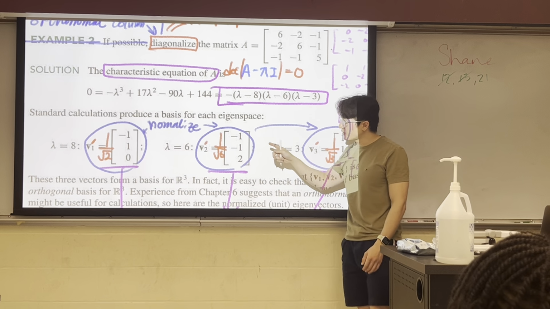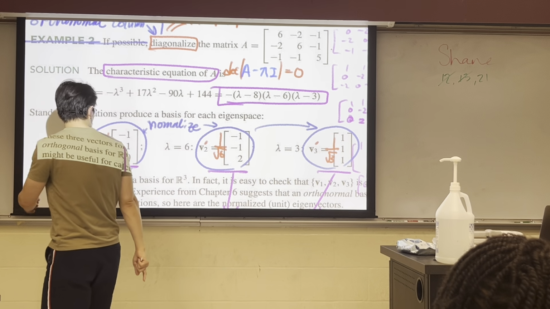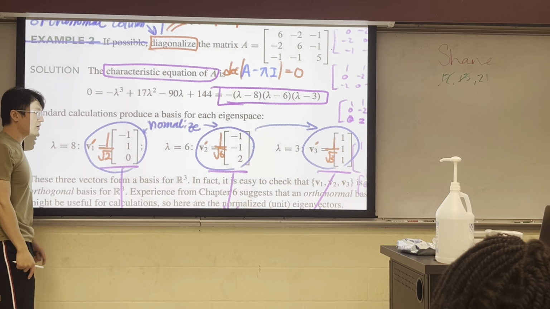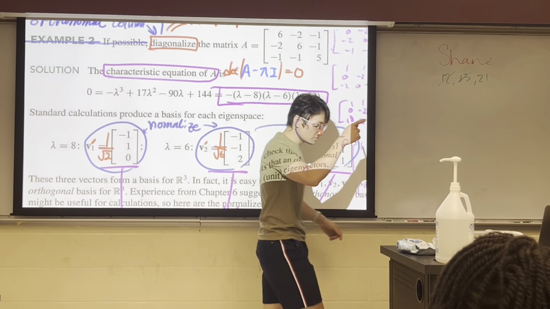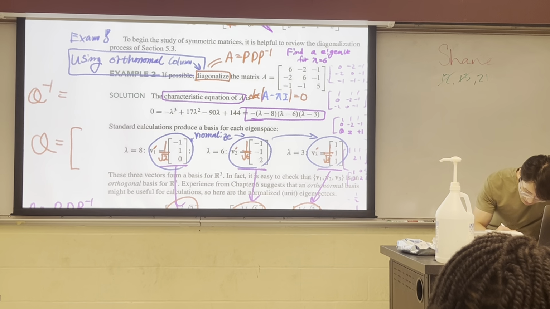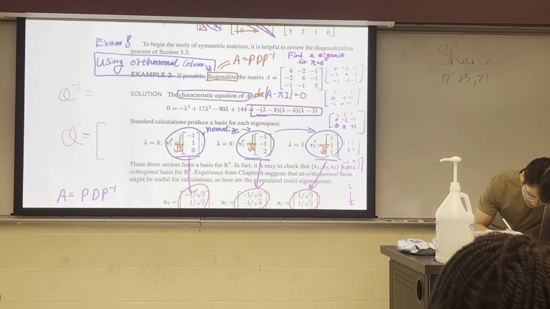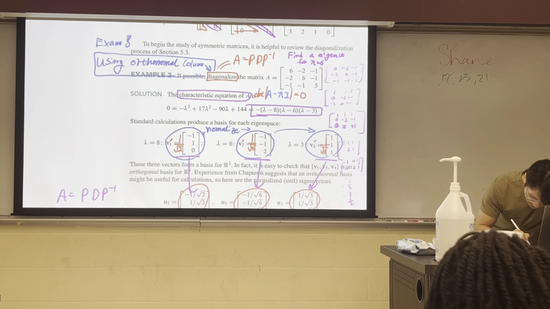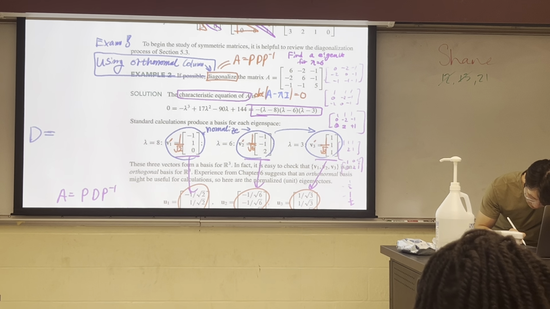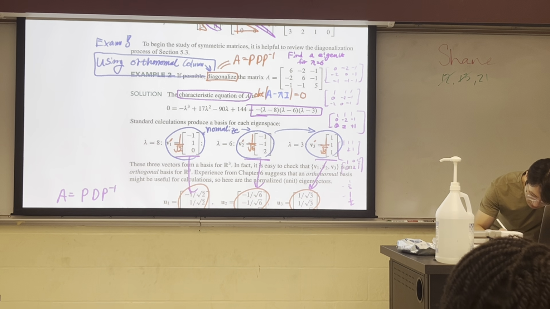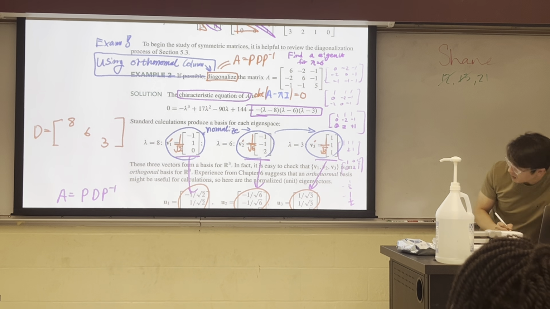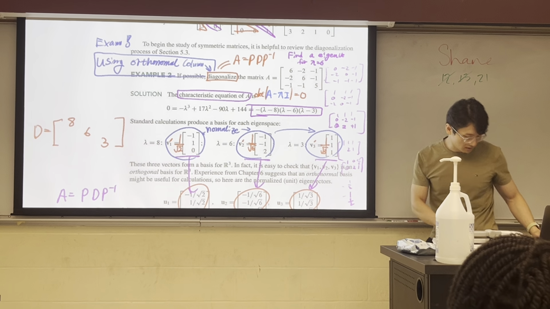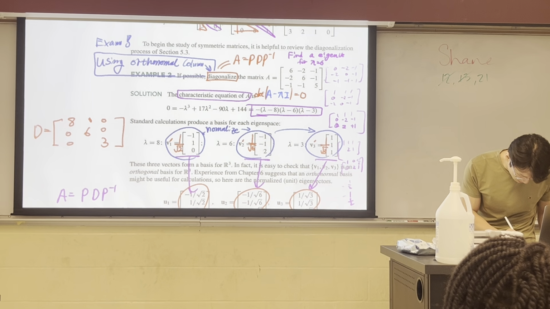You have eigenvalues, and you also have corresponding eigenvectors. How do you construct D? Just copy and paste these eigenvalues on the main diagonal. D should be what? Let's follow this order. I simply copy and paste them on the main diagonal, and then all zeros elsewhere.